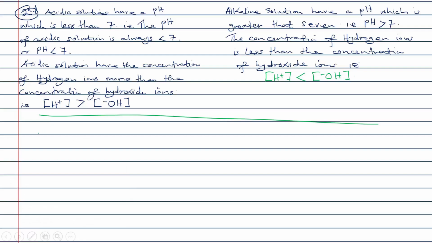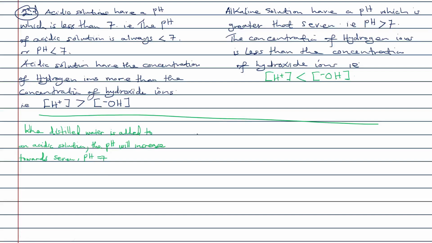We are saying that when distilled water is added to an acidic solution, the pH will increase towards 7, or towards pH equaling to 7.